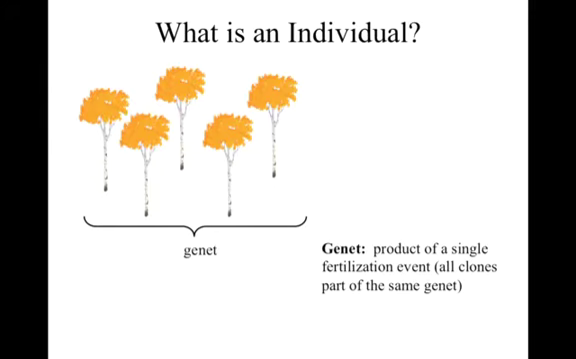The first definition is genet. And a genet is the product of a single fertilization event. So it's all of the clones that are part of the same genet. So if I have a plant and I cut off all sorts of leaves and I plant them all and they all grow up into new little plants, none of those new little plants started as a result of fertilization. They all started because I cut a piece off the plant and started growing it. And so they're all genetically identical. And those are all part of one genet.